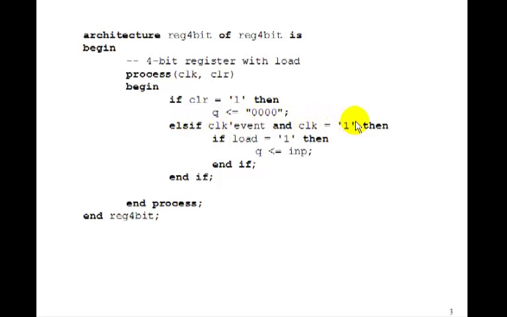Else, on the rising edge of the clock, tick event and clock equals 1, then if load is 1, Q gets input. This is the Q 3 down to 0 gets input 3 down to 0. So that's it. Very easy.